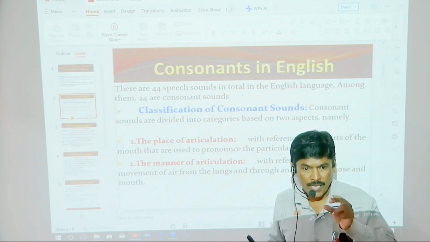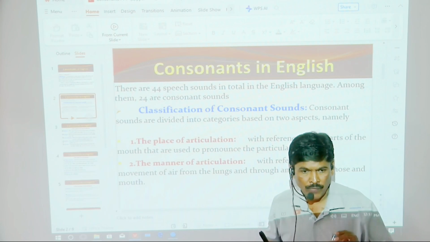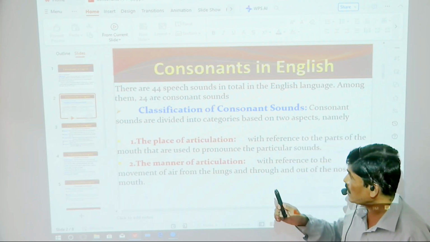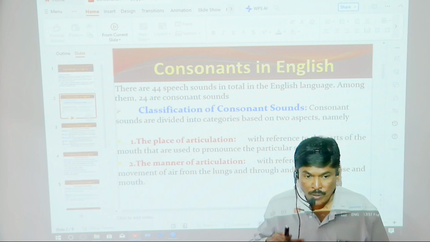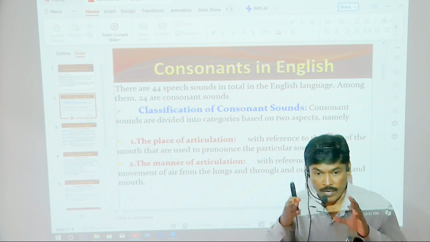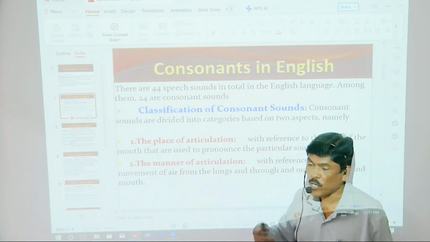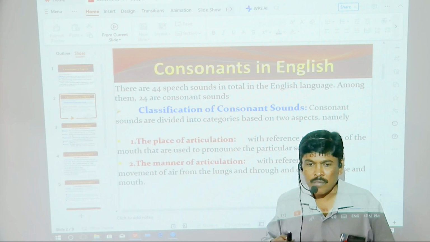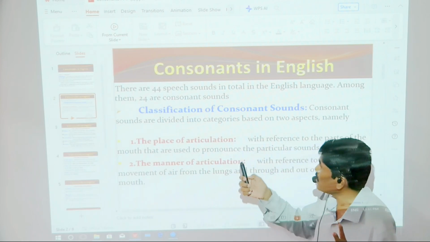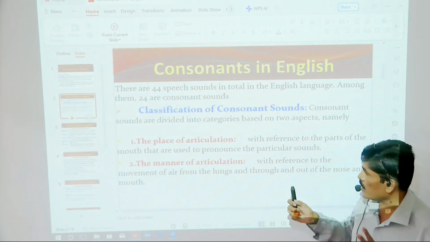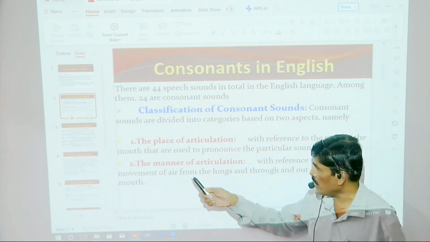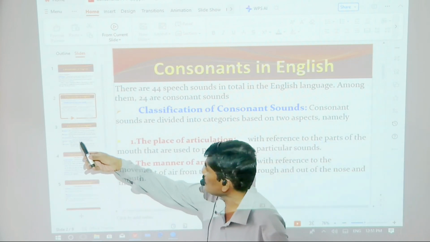There are different places in the mouth cavity where consonant sounds are produced, and the way that the sound is produced is called manner of articulation. Articulation means the system of speech, how the sound is produced. Basically consonant sounds are divided into 2 categories, that is place of articulation and manner of articulation.